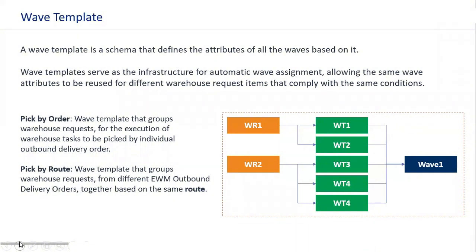A wave template is a schema that defines the attributes of all the waves based on it. Wave templates serve as an infrastructure for automatic wave assignment, allowing the same wave attributes to be reused for different warehouse request items that comply with the same conditions. So pick by order is a wave template that groups warehouse requests for execution of warehouse tasks to be picked by individual outbound delivery, or pick by route is a wave template that groups warehouse requests from different EWM outbound delivery orders together based on the same route.